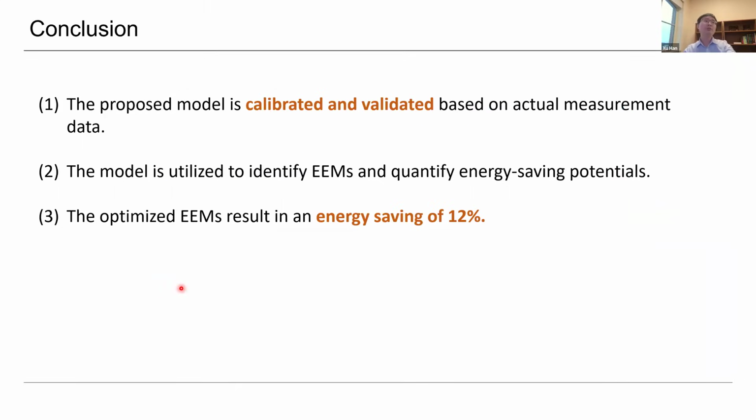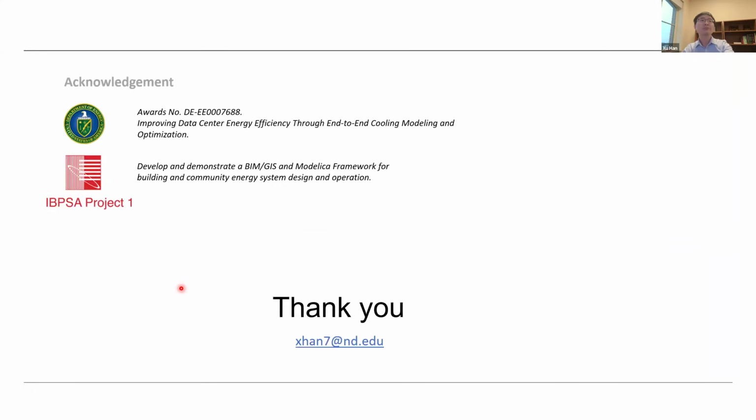And so here's the conclusion. The proposed model is calibrated and validated based on the measurements, and the model was utilized to identify the energy efficiency measures and quantify their impact. The optimized EEMs resulted in energy savings of 12%. Okay, this is our conclusion. Thank you, and I'm open to questions.